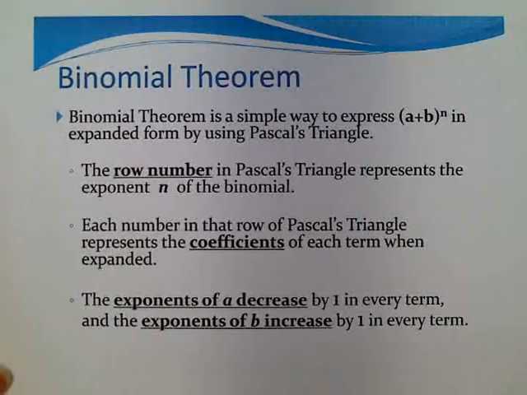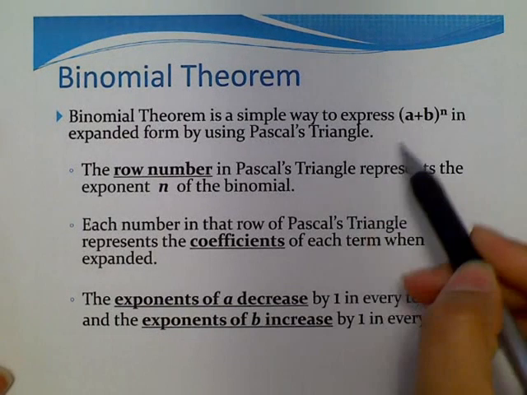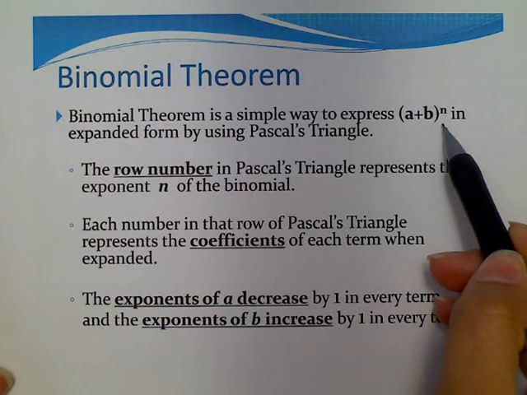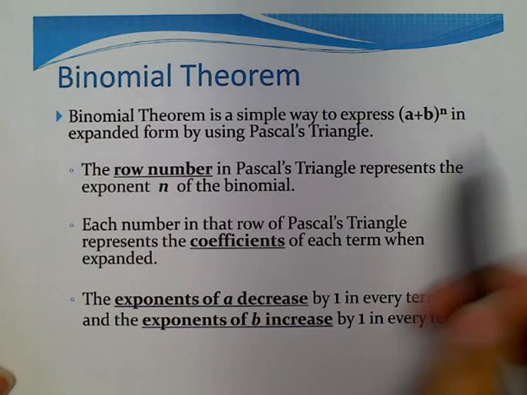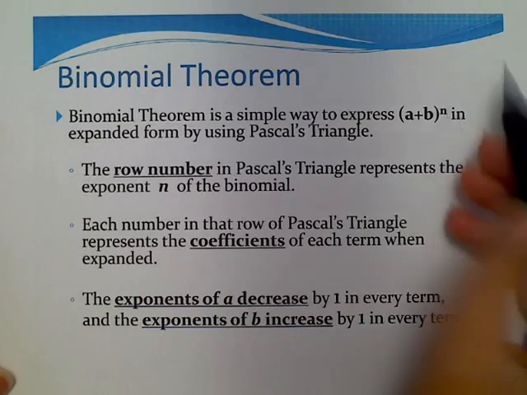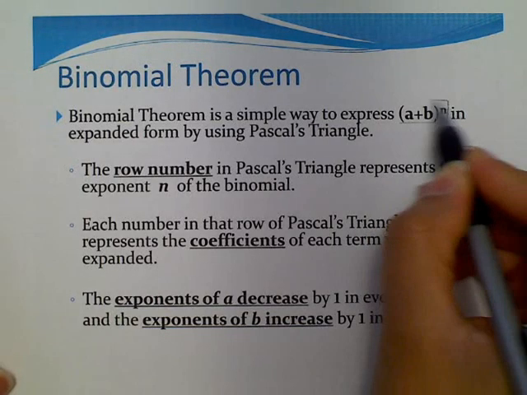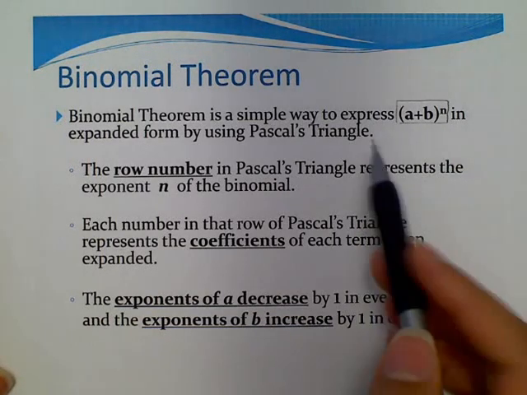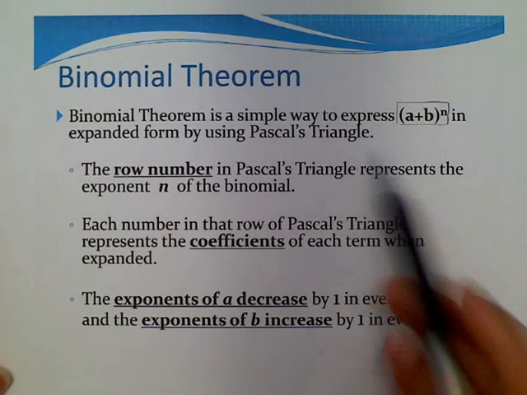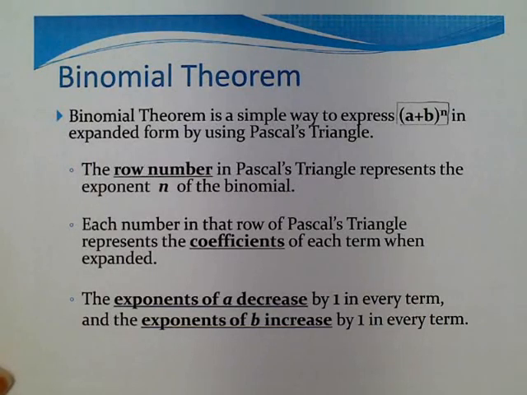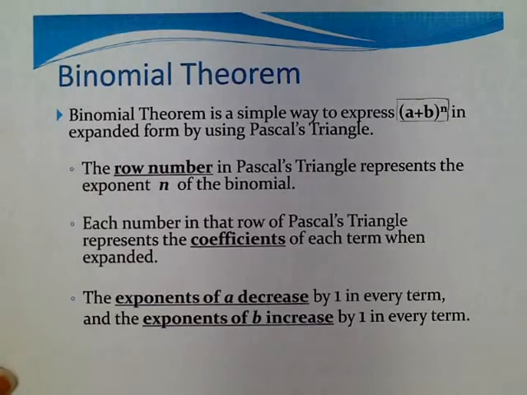So the binomial theorem is a simple way to express a plus or minus b to the exponent n in expanded form by using Pascal's triangle. Whenever you have a binomial raised to some exponent, you can use Pascal's triangle to help you expand it without having to do several different expansions.